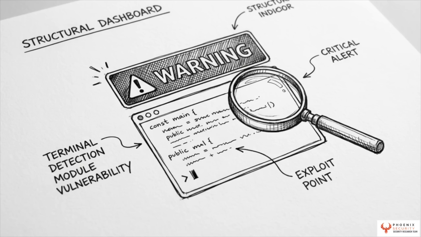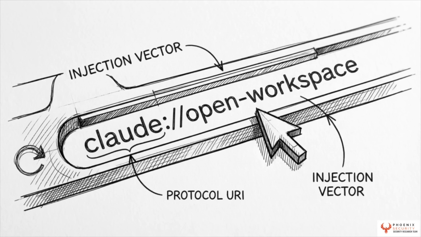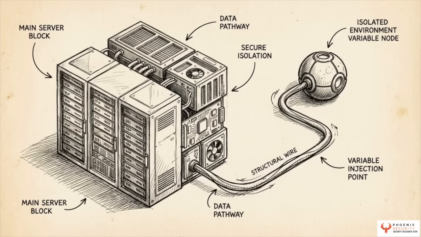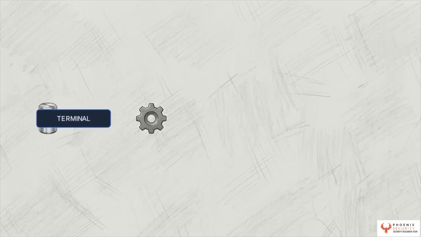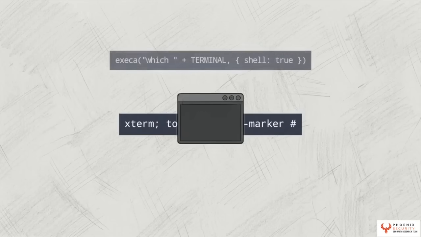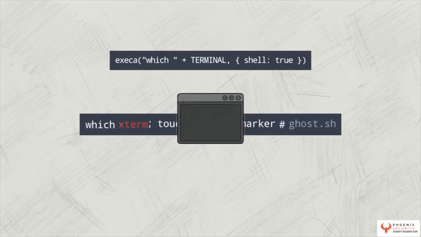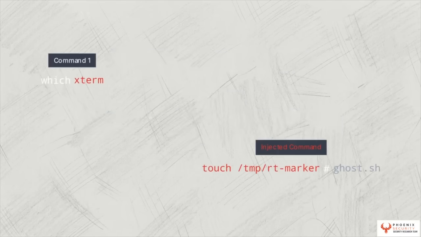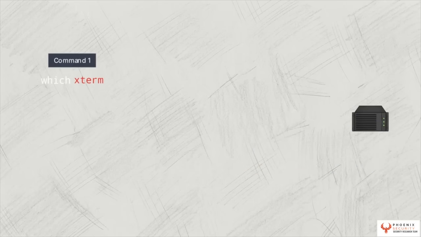The first vulnerability, identified as vuln01, sits inside the CLI's terminal detection module. When the CLI processes a protocol URI, like a deep link from a browser, it triggers a handler that reads the terminal environment variable to determine where to launch the interface. The module takes the exact value of that environment variable and passes it into a Node.js fallback function that executes the system which command to locate the binary. An attacker exploits this by injecting xterm, a semicolon, and a secondary command. The shell evaluates which xterm, hits the semicolon, and executes the injection. By appending a hashtag, the attacker comments out the rest of the legitimate script, executing cleanly.